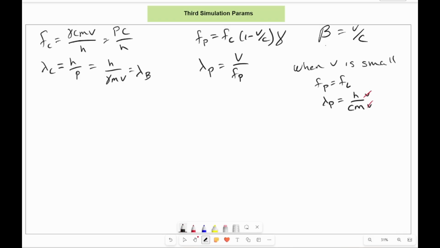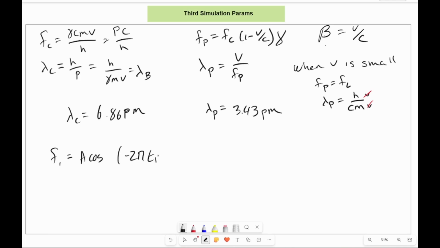So with this current simulation, we're going to have a wavelength of our wave. The wavelength of the light signal is going to be 6.86 picometers. The wavelength of the particle is going to be 3.43 picometers. And now the equations, we're going to look at almost the same equations. Again, the particle is going through the first slit, where Tp is equal to the distance traveled divided by the particle.